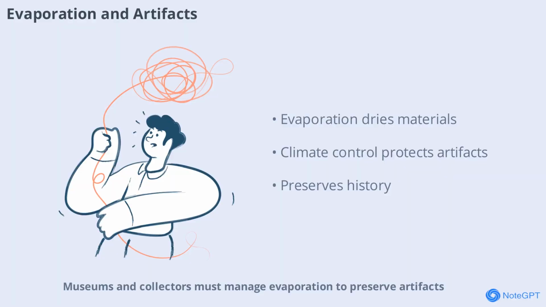Museums and collectors must manage evaporation to preserve artifacts. Too much evaporation can dry out delicate materials like paper, leather, or wood, causing them to crack or deteriorate. Climate control systems help maintain the right balance of humidity, protecting valuable items for future generations.